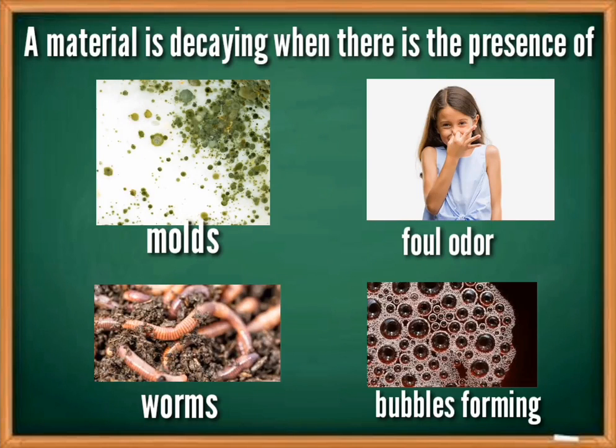A material is decaying when there is the presence of molds, foul odor, worms, and bubbles forming.